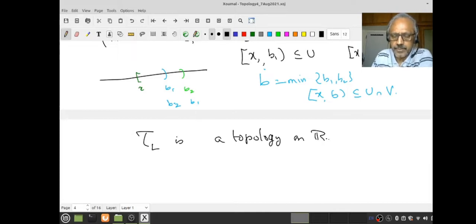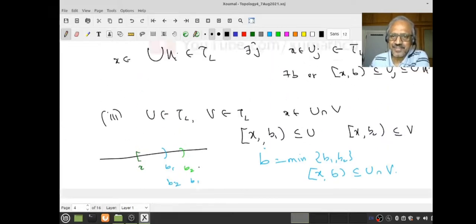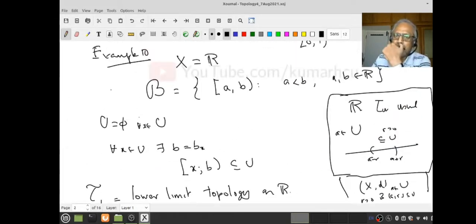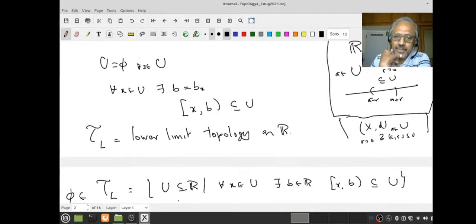On R, it's called the lower limit topology. As I said earlier, we have proved it is a topology, and don't stop. We should learn to play with it. Let's look at the motivation. When I tried to show how I define open set, I used the analogy.